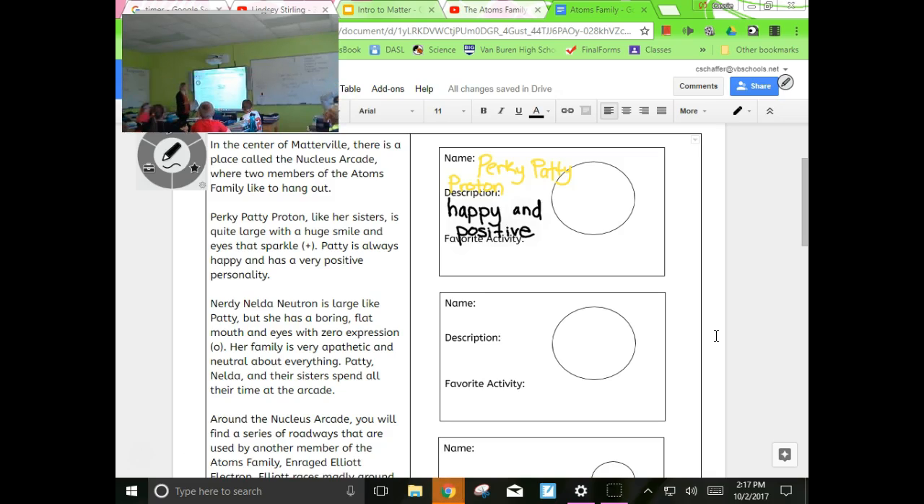Just by looking at her name, what word do you think we need to remember out of that? Perky. Patty. What word are we going to use the most in science class? Proton. So underline the word proton. And then if one of our I can statements is to identify the charge of each particle, what should we underline under the description? Zach? Positive. So that's going to be our charge of the proton.